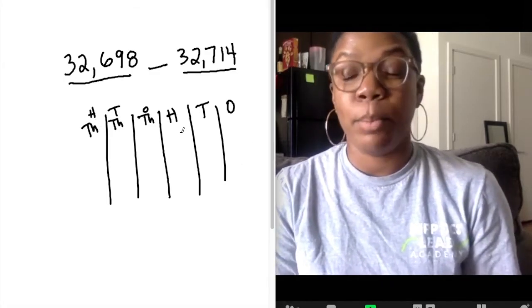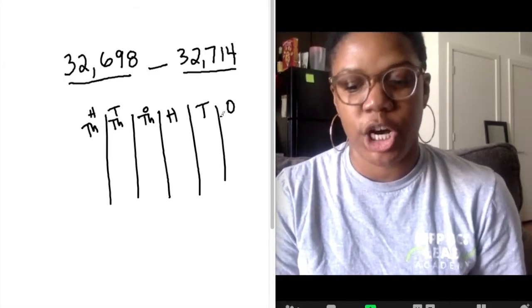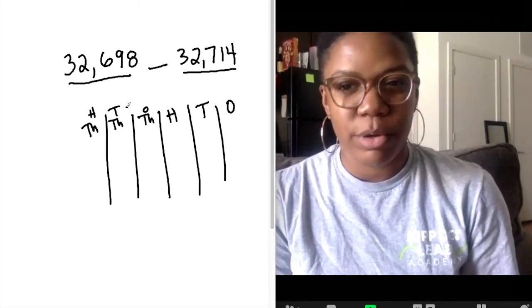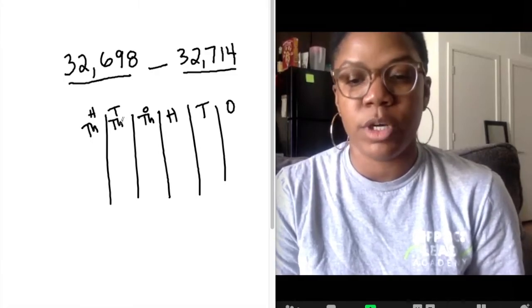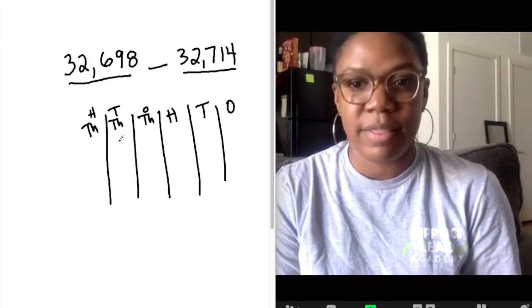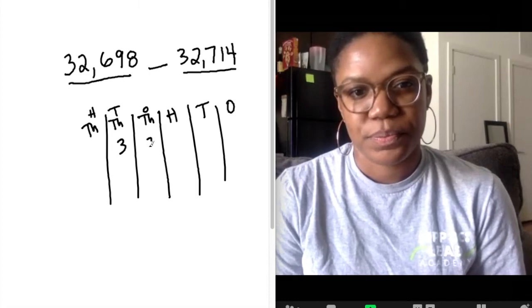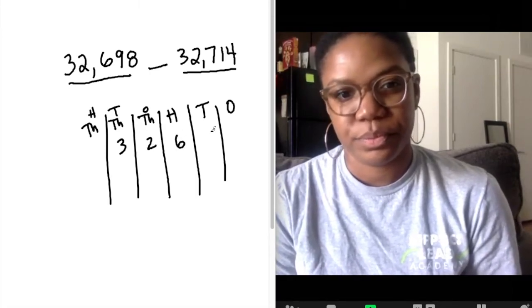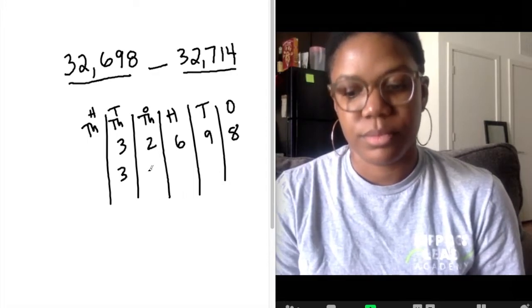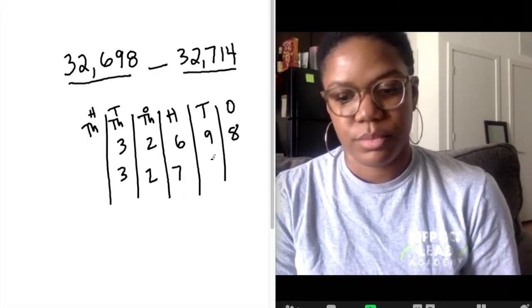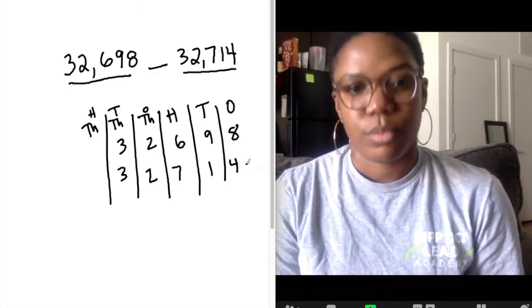Perfect. Now I'm going to put my numbers into my place value chart. I'm looking at my two numbers, and they start with three 10,000s, so I'm going to start writing my numbers in the 10,000s place. There's 32,698, and 32,714. All right, got it.